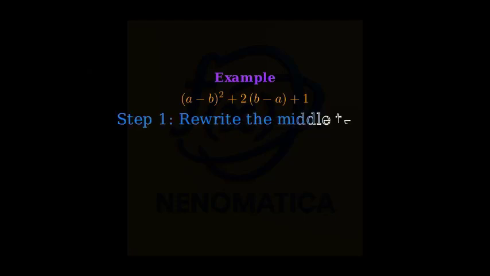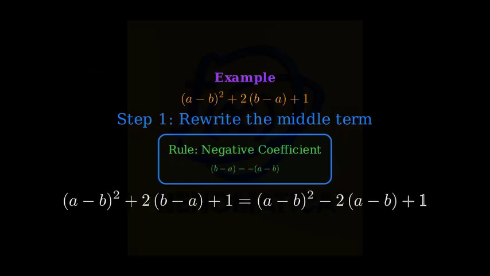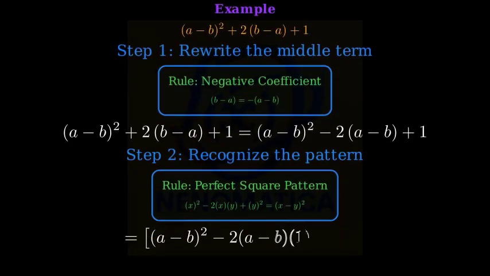First, let's rewrite our expression. We'll start by looking at that middle term, 2 times (b minus a). Notice that b minus a is the negative of a minus b. So 2 times (b minus a) is equal to negative 2 times (a minus b). Now, let's notice what we have. We have (a minus b) squared, minus 2 times (a minus b), plus 1.